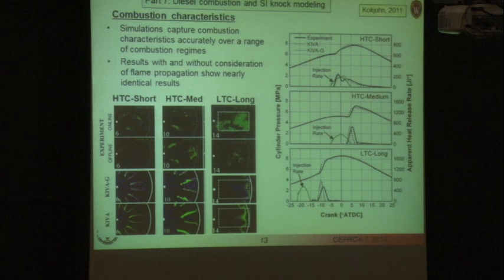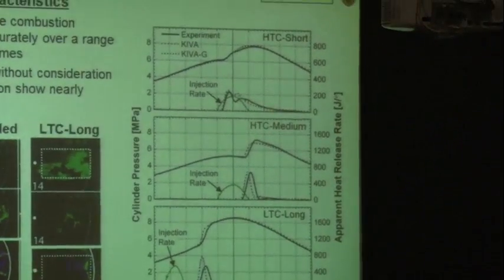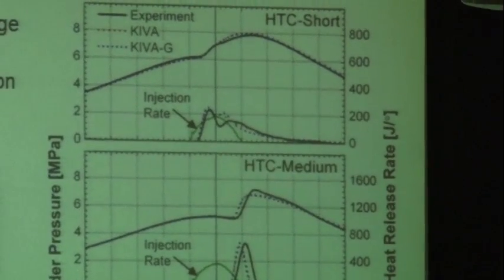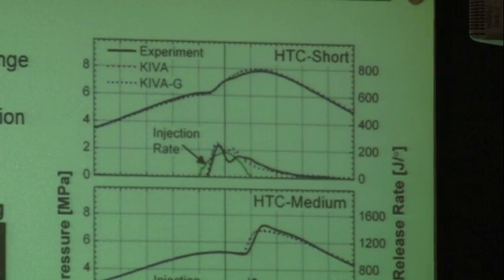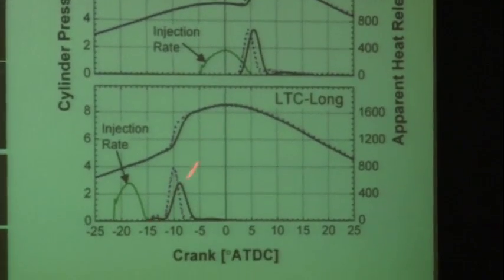So I'm going to go through these in a little bit more detail in a minute, but I just wanted to give you a feel for the overall results here. Here you see cylinder pressure versus crank angle for the short ignition delay and medium ignition delay, high temperature combustion, and the long ignition delay, low temperature combustion cases. This curve you see here is the injection rate shape.